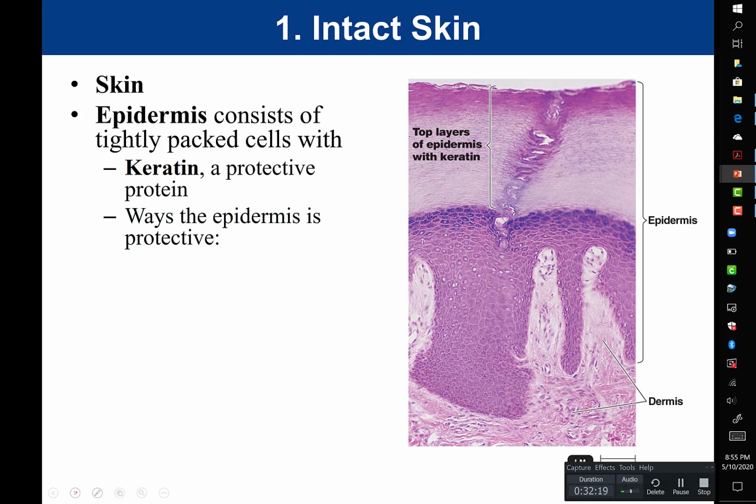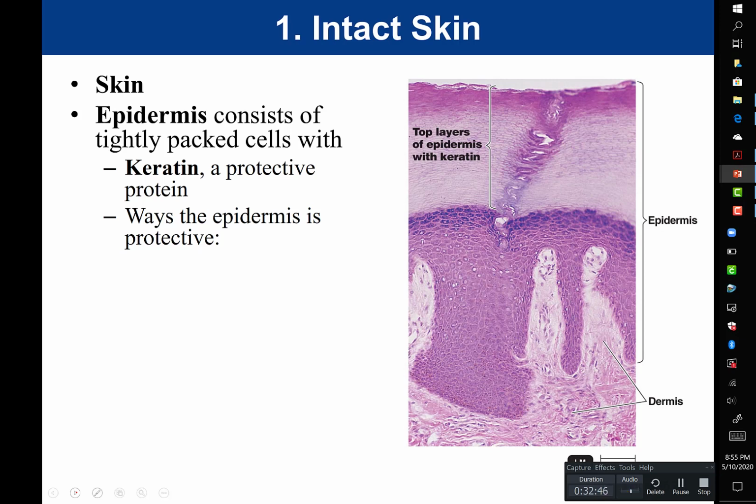The top outer layers of skin are referred to as the epidermis. The epidermis consists of tightly packed cells that contain keratin. And so the different layers of the epidermis have different keratin proteins expressed in them. And you might recall, what structure do bacteria have that contains keratin?